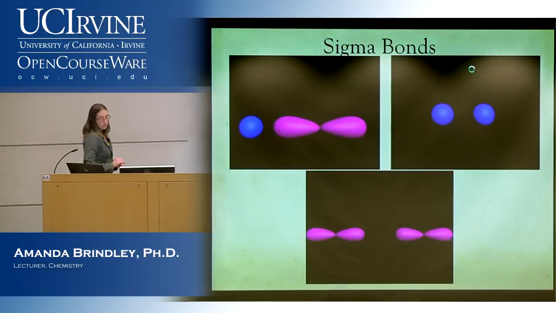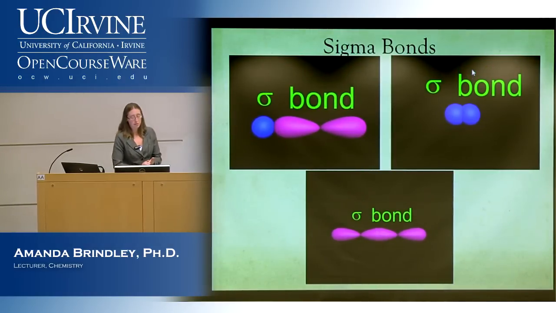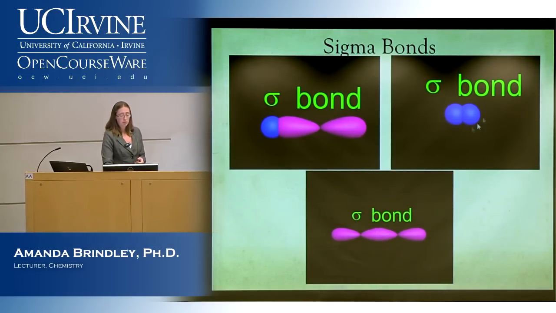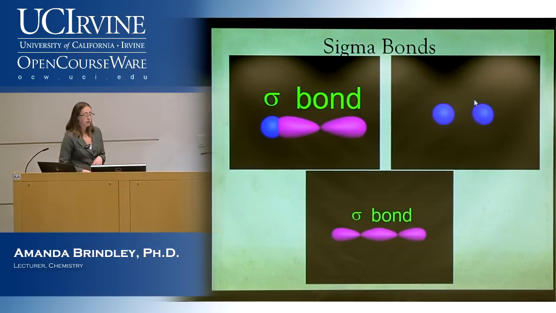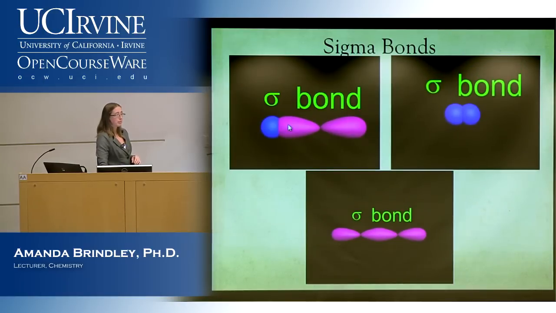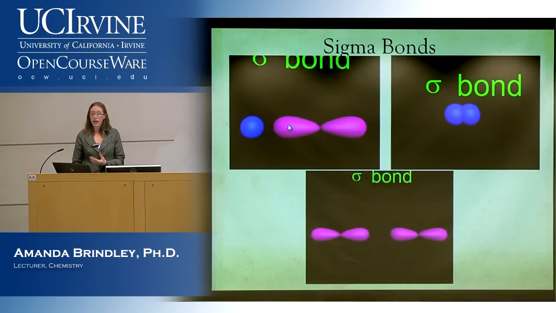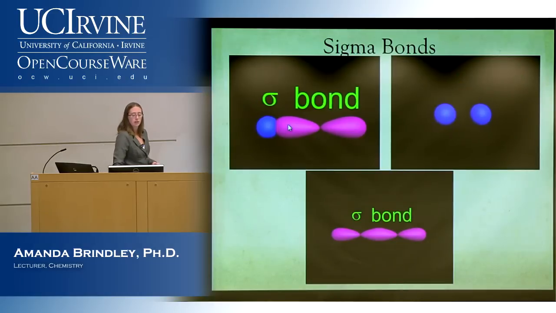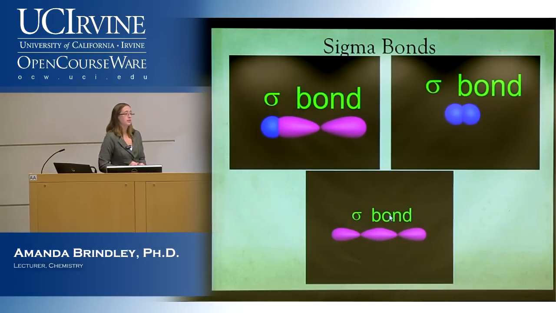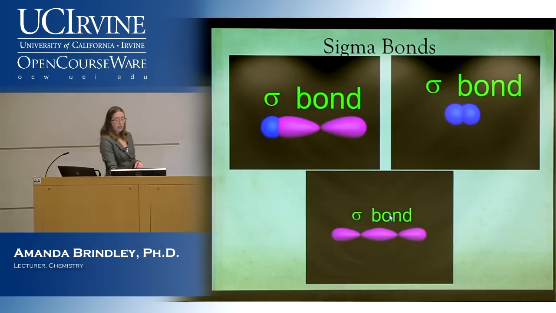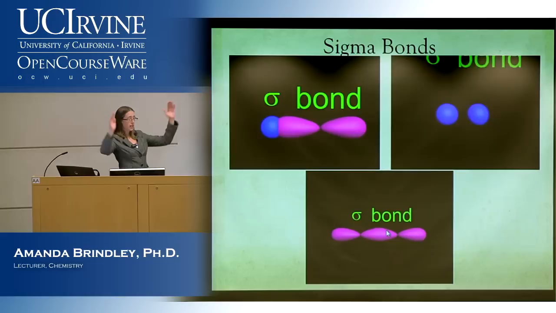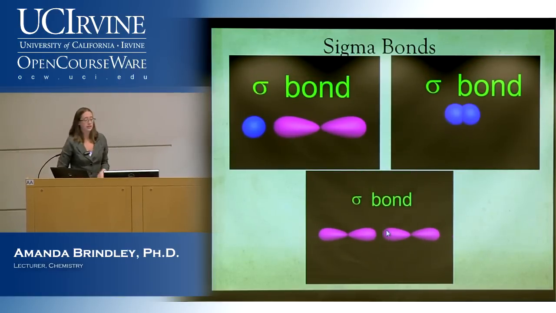Okay, so those are your three different ways to form sigma bonds. You can form them with s orbitals, by overlapping an s orbital and a p orbital, or an s orbital and a hybrid orbital when we get to those, or with two p orbitals, end on end. If you twist these sideways and go side on side, that's a different bond.